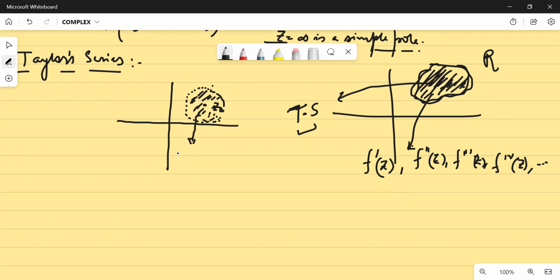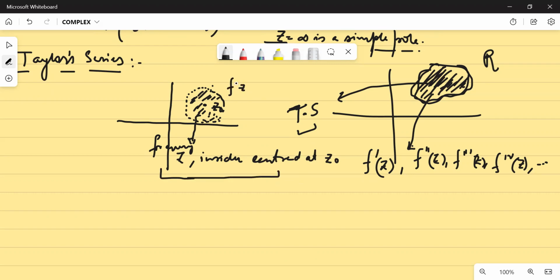for every z inside this circle, which is centered at z naught, I can write my f(z) in some Taylor series. And what is that Taylor series? Taylor series is nothing but an expansion, an infinite power series of this sort.